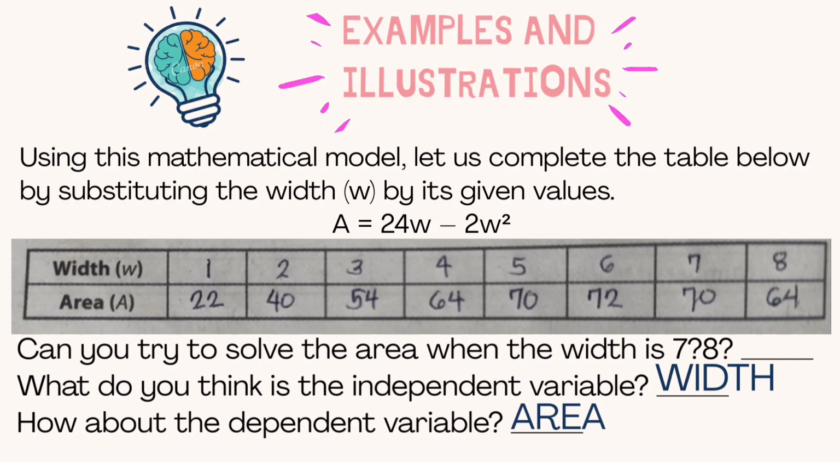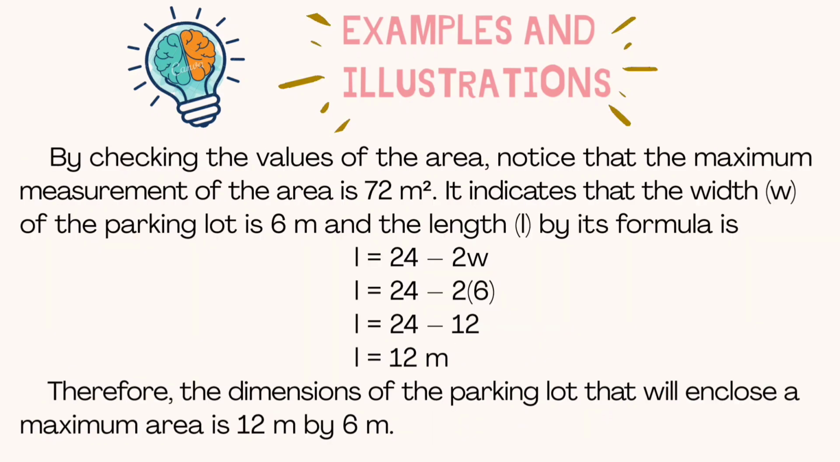By checking the values of the area, notice that the maximum measurement of the area is 72 square meters. It indicates that the width of the parking lot is 6 meters. To find the length, we are going to substitute the value of width, which is 6 meters, into the expression we had earlier, which is length equals 24 minus twice the width.